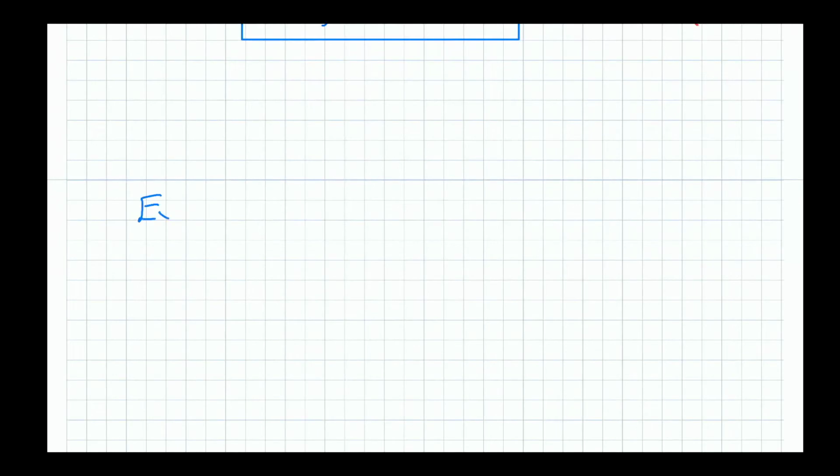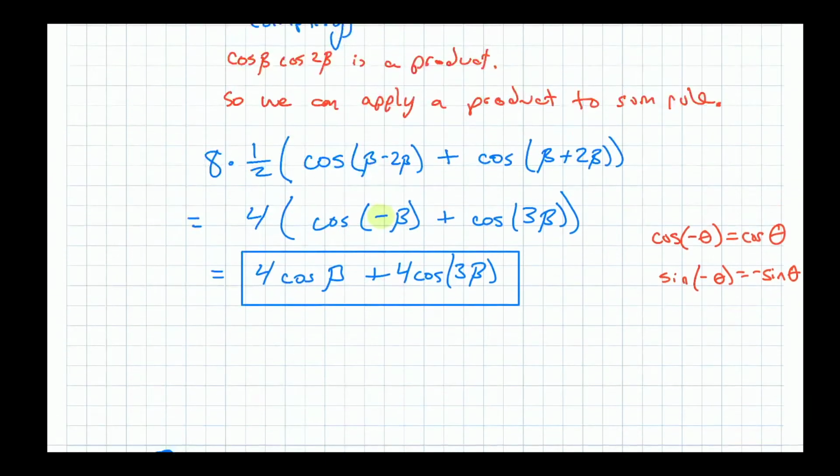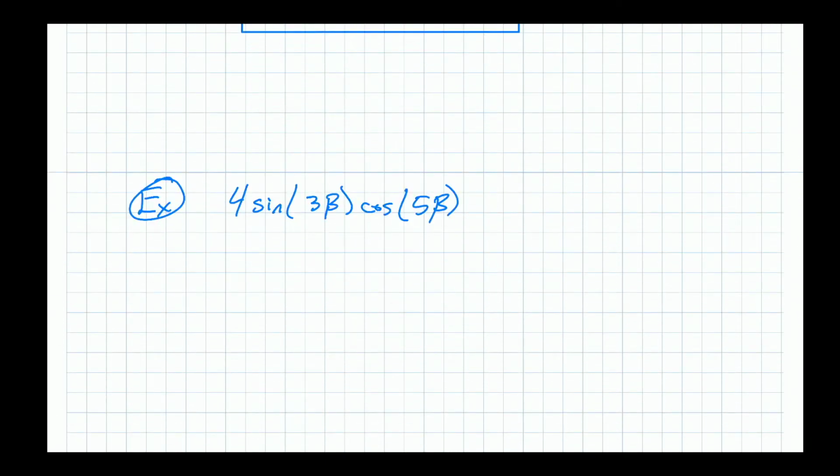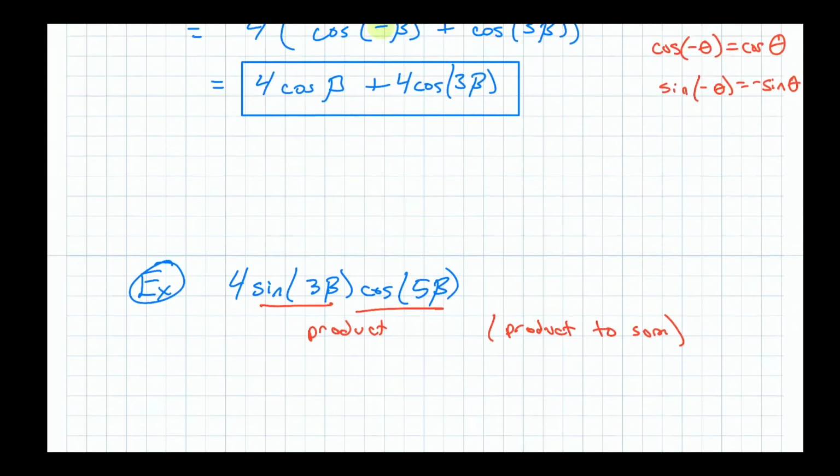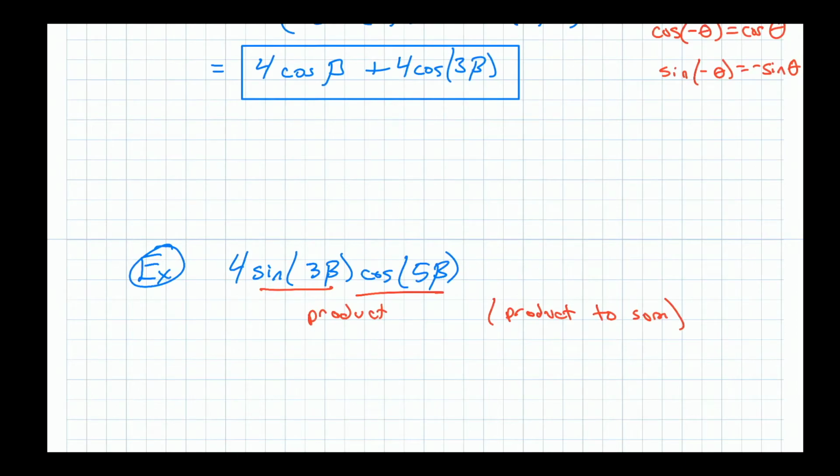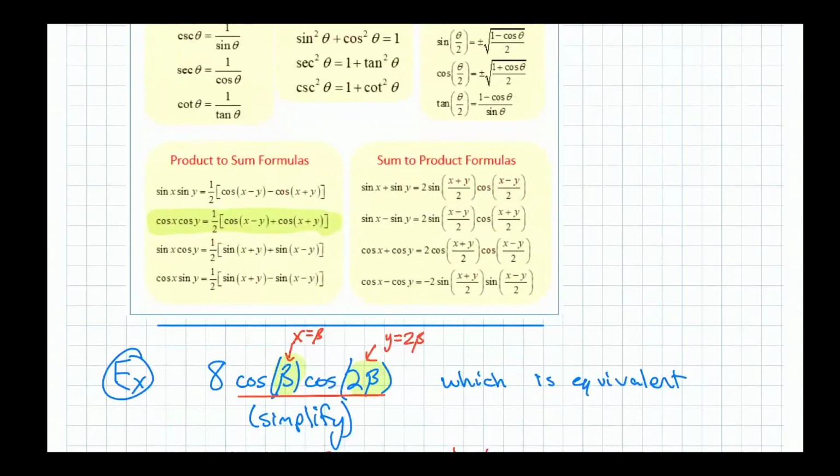Just make sure that they go okay. So we've got this one, 4 sine 3 beta cosine 5 beta. All right, so again, this is a product, right? You need to recognize it as a product because it's multiplication here. So we're going to use the product to sum formula. We need to look up the appropriate one. So this is the one that's sine cosine. So you look up at your list and we have a sine cosine here. So this is the one we're going to use.